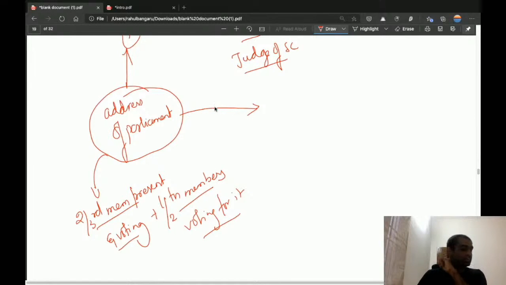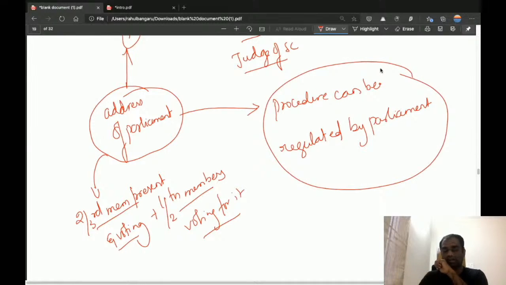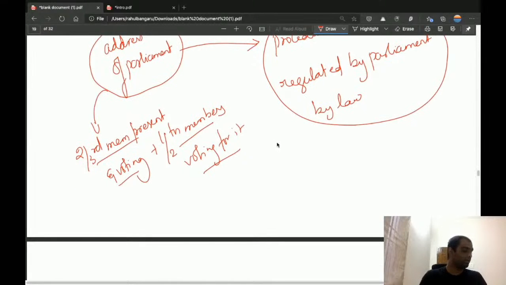Now, according to Article 124 Clause 4, the procedure for this address of Parliament can be regulated by Parliament. In what manner this address is passed in Parliament, and how the motion for this address is admitted into either Lok Sabha or Rajya Sabha, all this procedure is regulated by an Act of Parliament, by law.